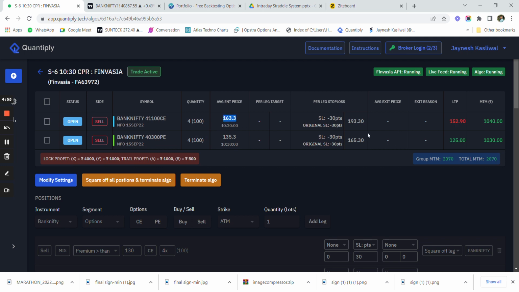You can clearly see that the decay that is happening is on both sides. So 163 is one option that has been shorted, 135 is the other option that has been shorted, and I have put my stop losses in this scenario.